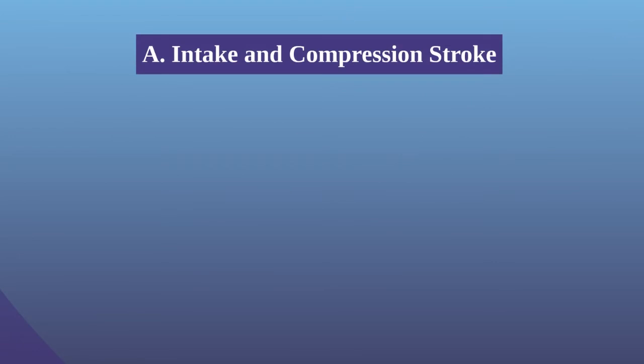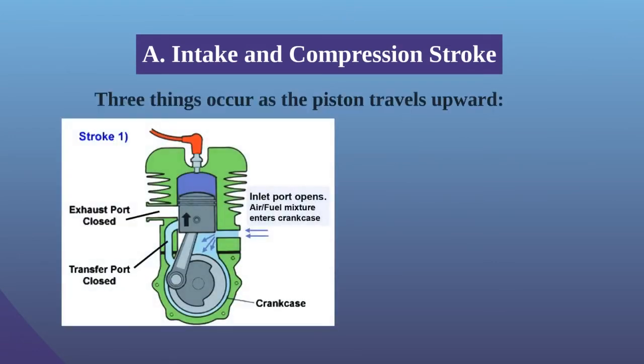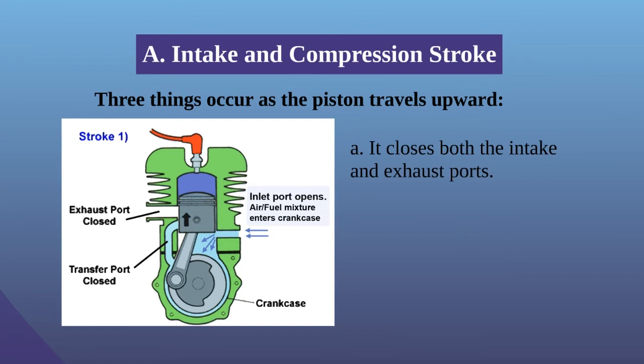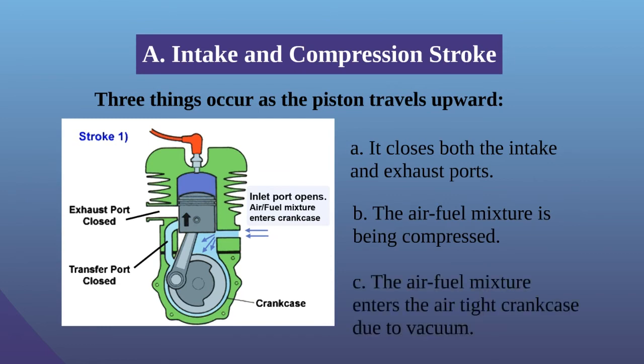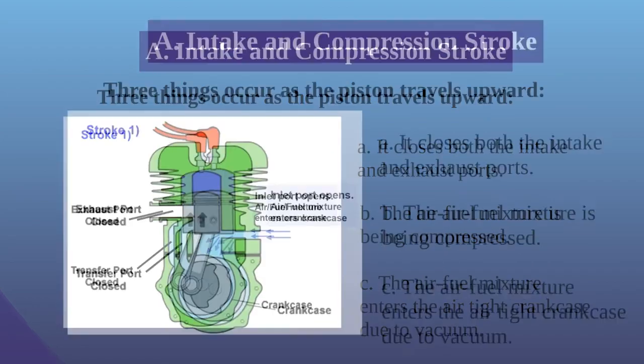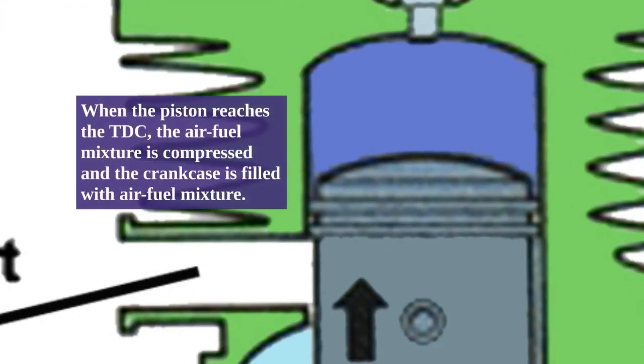Intake and compression stroke. 3 things occur as the piston travels upward. A. It closes both the intake and exhaust ports. B. The air-fuel mixture is being compressed. C. The air-fuel mixture enters the airtight crankcase due to vacuum. When the piston reaches the TDC, the air-fuel mixture is compressed, and the crankcase is filled with air-fuel mixture.